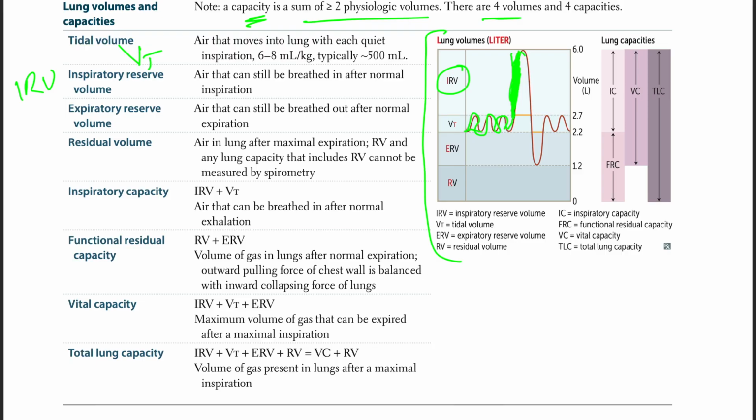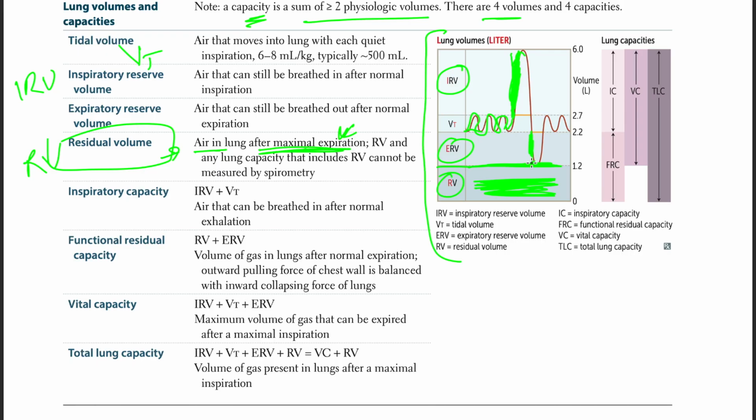And what is ERV then? IRV is inspiratory, ERV is expiratory. Whatever the max you can breathe out, that's ERV, expiratory reserve volume. But if you look here, you can't really breathe out everything from the lung. There is something called RV, residual volume. No matter what you do, you cannot take this air out of the lungs. So let's read this first: air in the lung after maximal expiration.